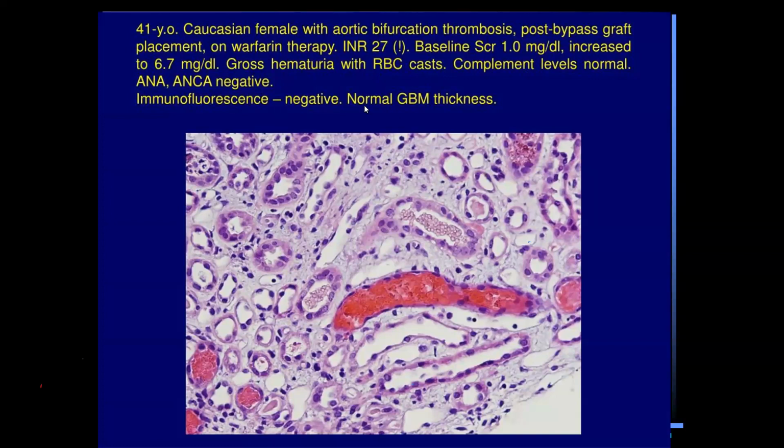immunofluorescence was negative, the glomerular basement membrane was normal, everything was normal until we come here and we find inside the renal tubule the presence of these red blood cells or red blood cell cast present inside the lumen. This together with the clinical scenario and the exclusion of other causes that may result in this acute kidney injury clinched the diagnosis of warfarin-associated acute kidney injury, which is now called, in order to broaden the spectrum to include other oral anticoagulant-related nephropathy, ARN.